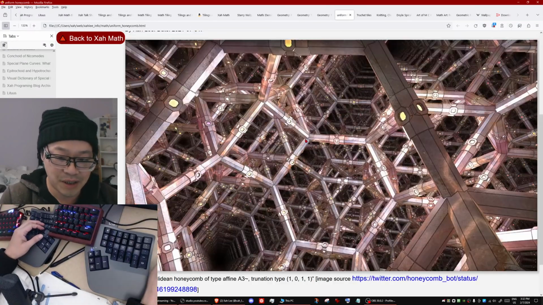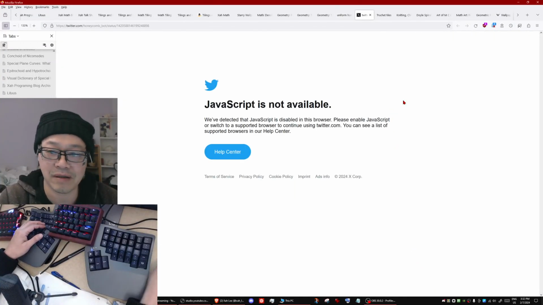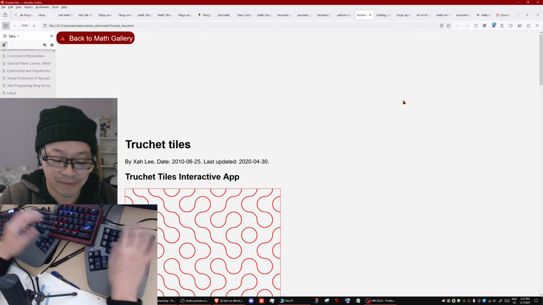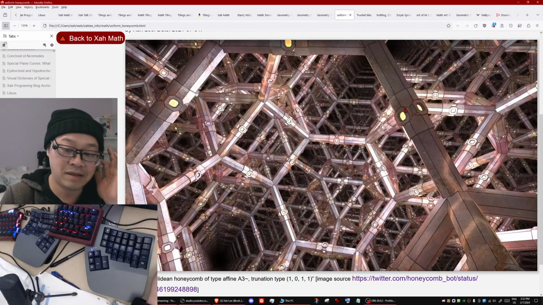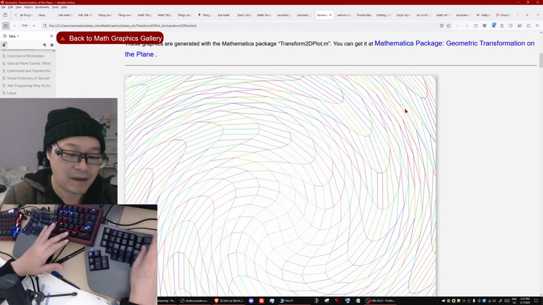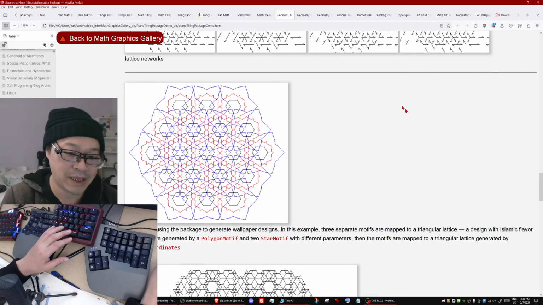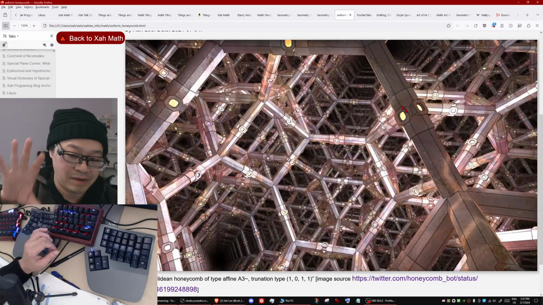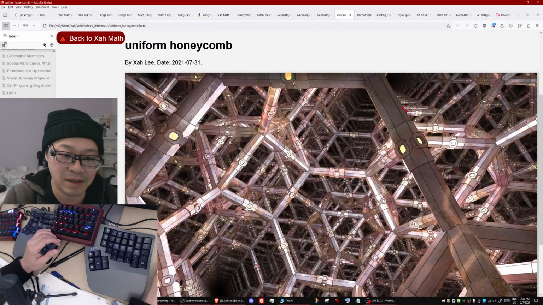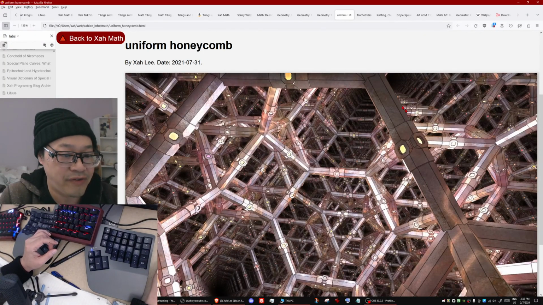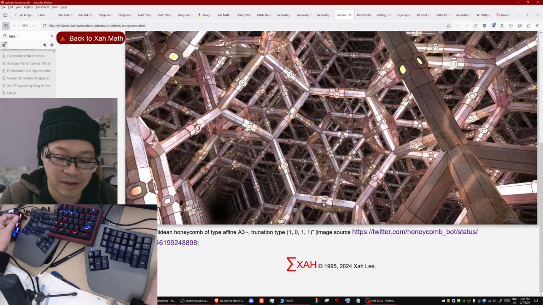Okay, let's go next. Now this one is interesting. I got this from the web, from Twitter. This is just like the tiling we showed before, like the two-dimensional tilings, but it's three-dimensional. You see, three-dimensional tiling. This one is called a uniform honeycomb. I'm not sure that's the technical name, but it looks like it is.